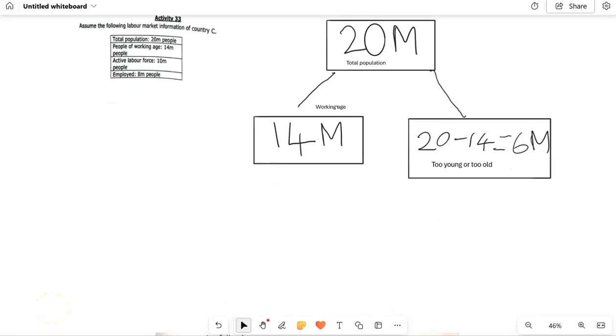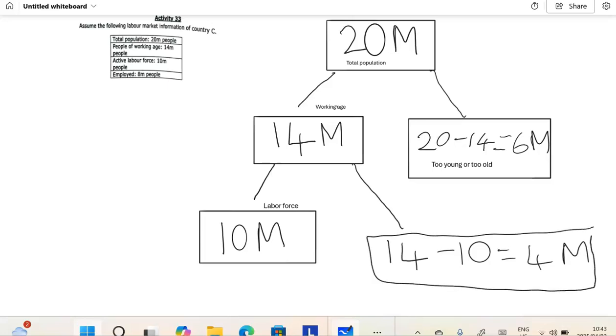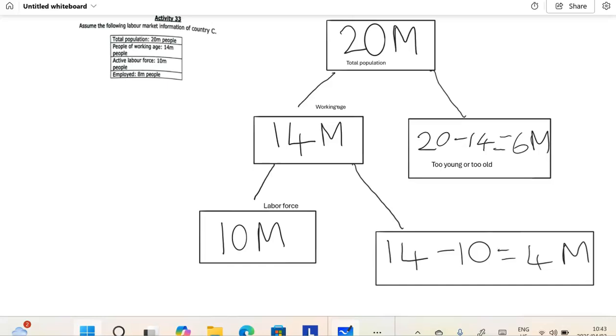From the people of working age, we can also see that we've been given the active labor force. The active labor force here is 10 million. So, from the working age and the labor force, we can now calculate the people who are economically inactive. Those are your discouraged workers. So the calculation is going to be 14 minus our 10, and the answer here is going to be 4 million. This is the economically inactive population.